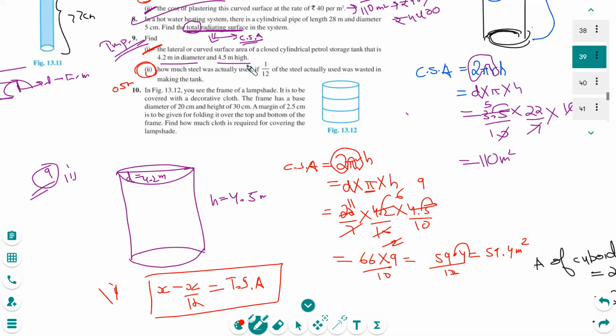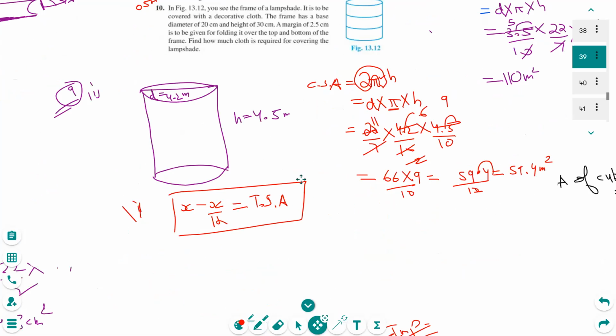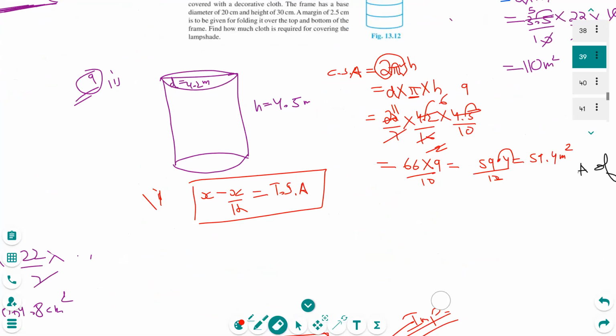Sir, in this one a cylinder has been made, so for it we wasted 1/12 of that steel, and with the rest we made the cylinder. Very good. So while we were preparing the total surface area, 1/12 got wasted from that X part. This is the part that I wanted to explain, and this will surely help you stand out from other students. Okay, so let's solve this.